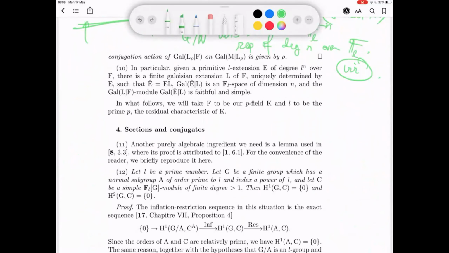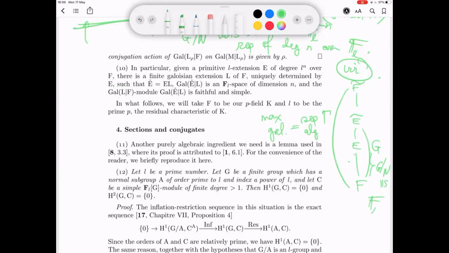So let me summarize. So you have F here, E here, E hat here, the notation is E hat, not E tilde, and F tilde here. That's the separable algebraic closure, right? Or maximal Galois extension. So let me just call gamma the Galois group here. And the Galois group here is being called G. And what is the Galois group here? Here it's G modulo N. And that is isomorphic to FL to the power N.